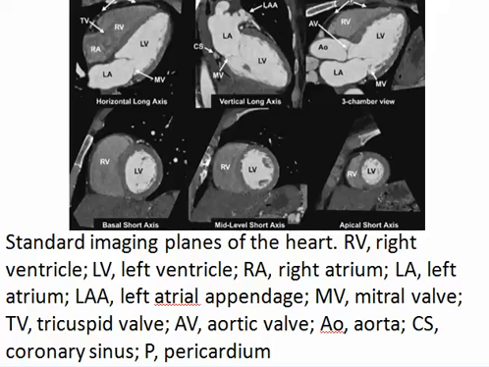Standard imaging planes of the heart, in which you can see the right ventricle, the left ventricle, the right atrium, the left atrium, the left atrial appendage, the region of the mitral valve, tricuspid valve, aortic valve, aorta, coronary sinus, and pericardium.